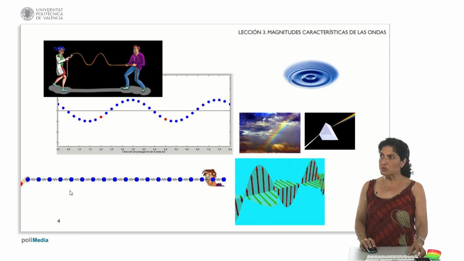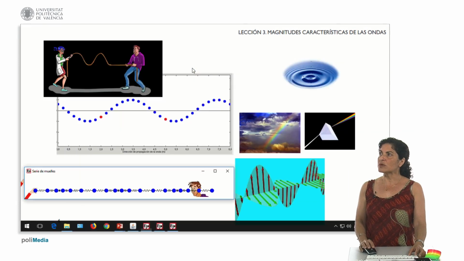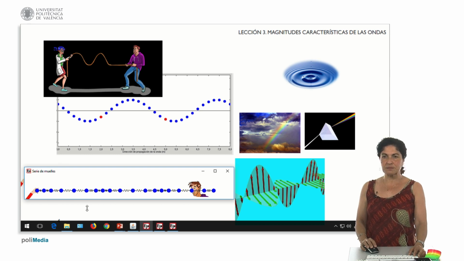In this case also, because of the perturbations produced in a spring, I see that those parts of the spring go from a maximum displacement to the right to a displacement to the left, that is to say, an oscillation with respect to an equilibrium position.